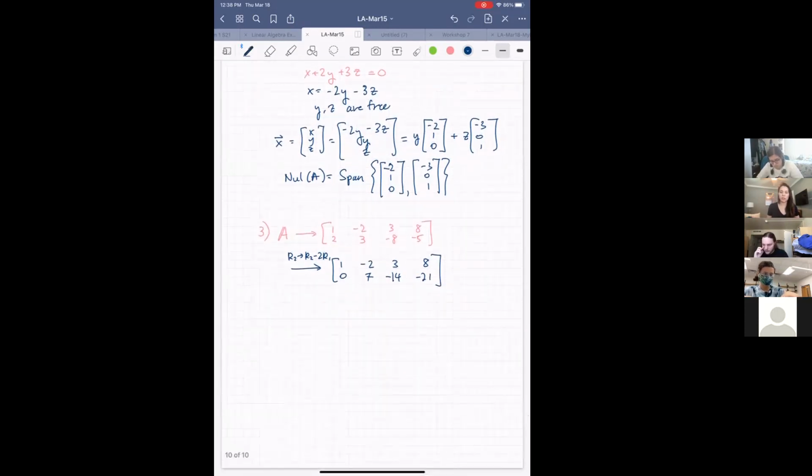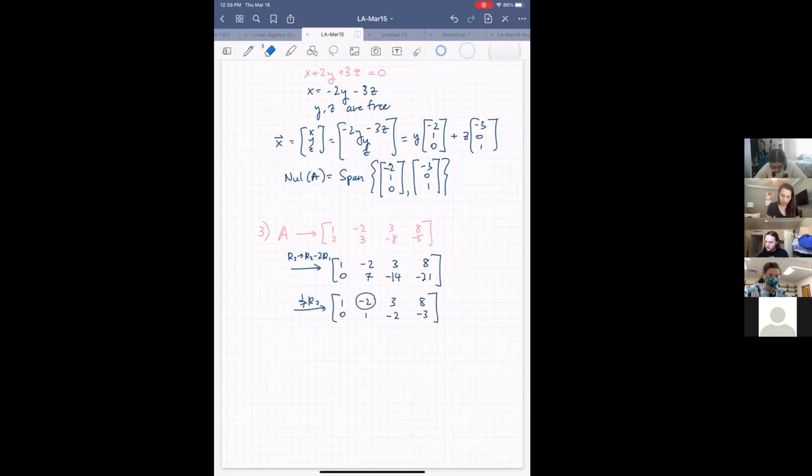Okay, so luckily everything in the second row is divisible by 7, so we can just divide through and make it look a lot simpler. So we've got the same first row. Second row will now be 1, -2, -3. And then to get it in reduced row echelon form, we just want to clear this -2.